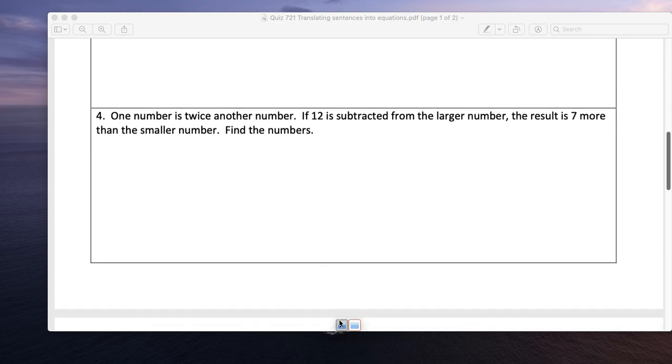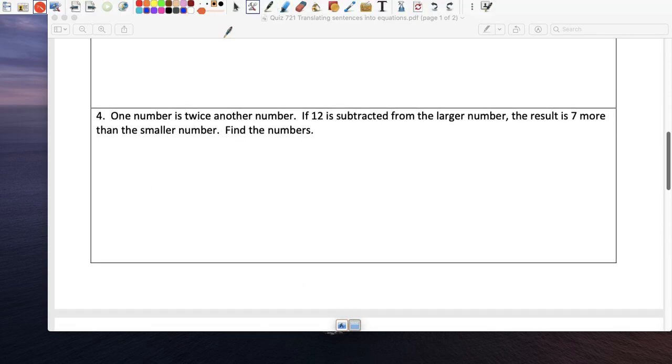One number is twice another number, so there's two numbers. So let's call it number 1 and number 2. One number, this number here, is twice another number. Well, the first one is twice the other number. Well, the other number is just x, which means the first number is twice the other, double. Those are my two terms, right? They're my two players in this particular equation, x and 2x.